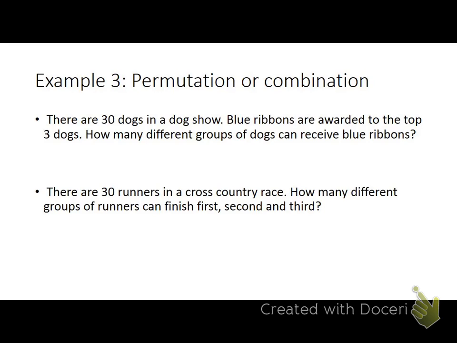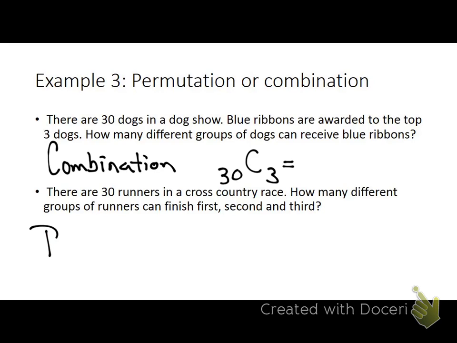The first one's a combination because they all get blue ribbons. Even though it's top three, they get the same blue ribbon, so there still is no order. All right, so this one's a combination. All right, since it's a combination, what's my total? 30. C, and groups of how many? 3. Okay, and I find my total. And then the next one's a permutation. And the permutation is 30P3.